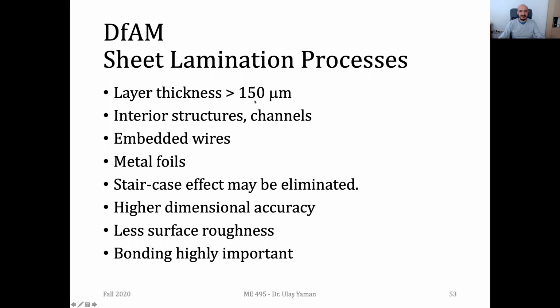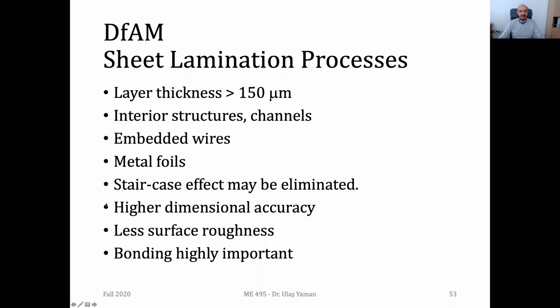If that's the case, you may try to obtain somewhat lower layer thickness values. And the advantage of these processes, if you remember, is that we can embed any kind of structures, sensors, wires, some kind of channels. They are all possible in sheet lamination processes. And for the interior, the below regions, you can eliminate the staircase issue. And for the outer regions, it's quite possible, since you are doing a machining operation. You can try to eliminate most of the staircase in sheet lamination processes.